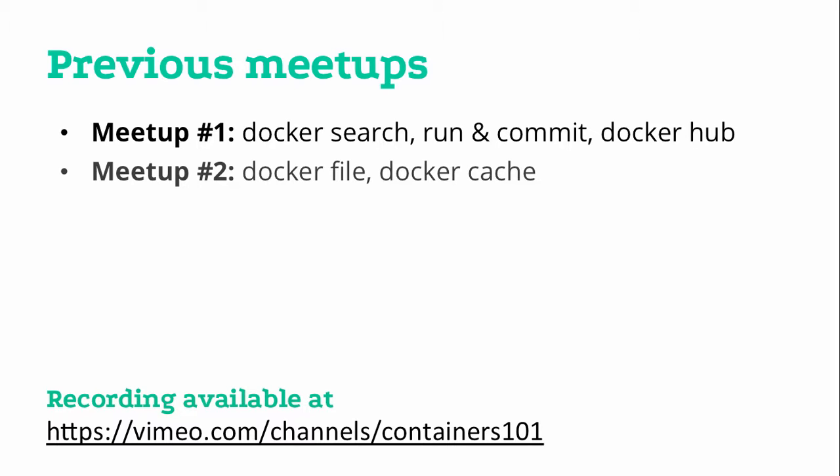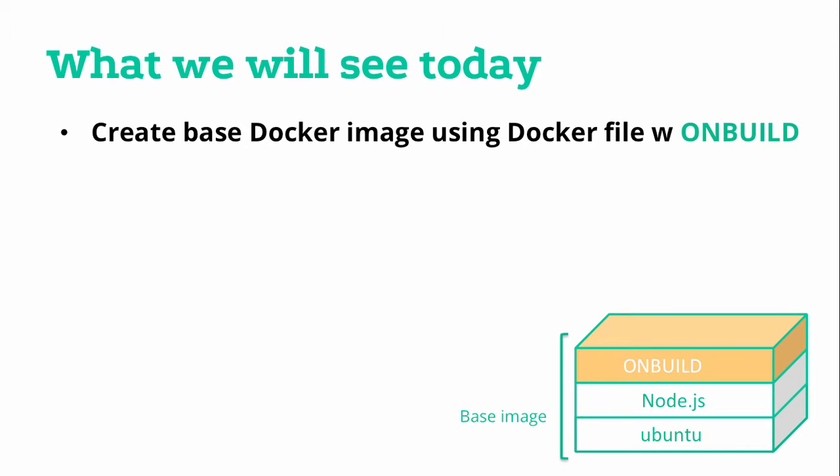In the second meetup, we learned about a different approach to creating a Docker image. We created a Docker image using a Dockerfile. We also learned about the caching and layering mechanism of Docker and how to optimize our Dockerfile and layers so the build process will be much faster. Again, the recordings of these meetups are available on vimeo.com/channels/containers101.